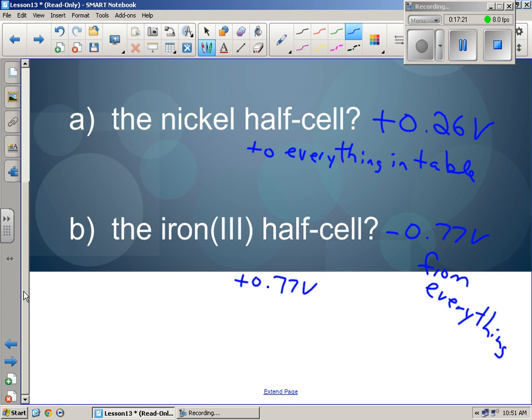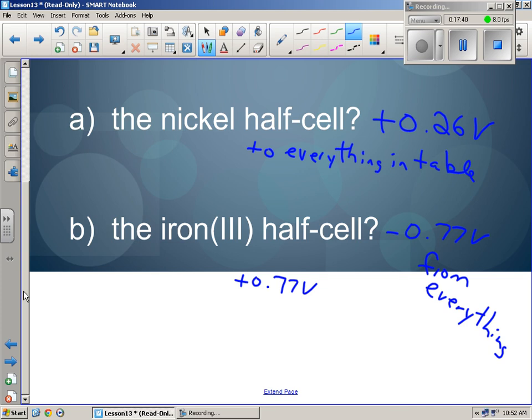Okay? So just be aware that that's how things work. The important thing here is that we have to remember that every reference half cell is 0. And how are we going to make everything else fall in line with that? What are we going to do to everything else? How are things going to change if that's my reference half cell?